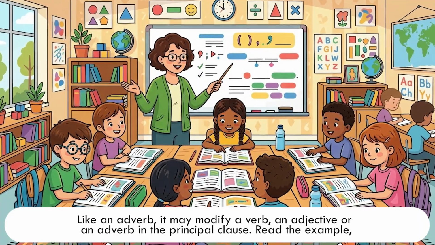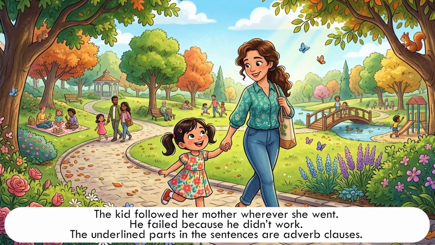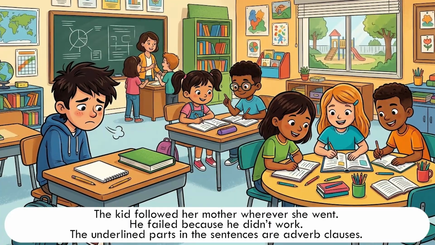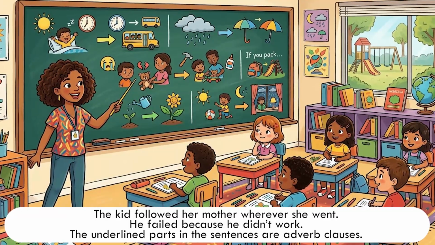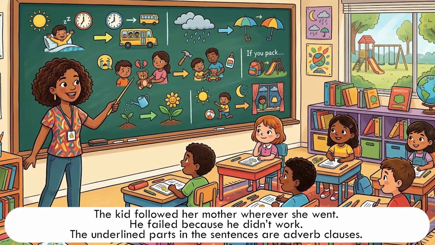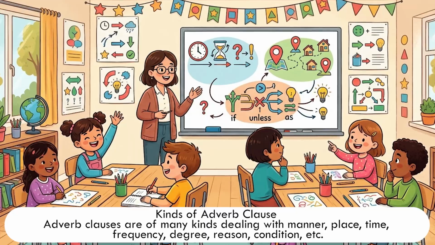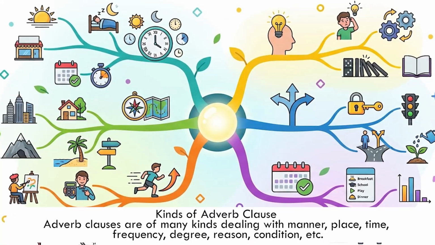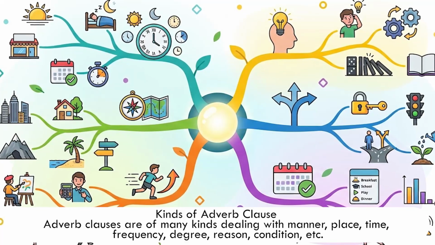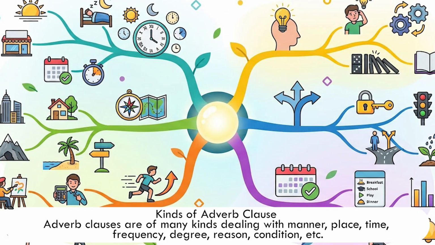Read the example. The kid followed her mother wherever she went. He failed because he didn't work. The underlined parts in the sentences are adverb clauses. Kinds of adverb clause. Adverb clauses are of many kinds dealing with manner, place, time, frequency, degree, reason, condition, etc.